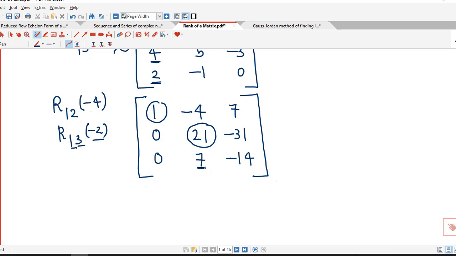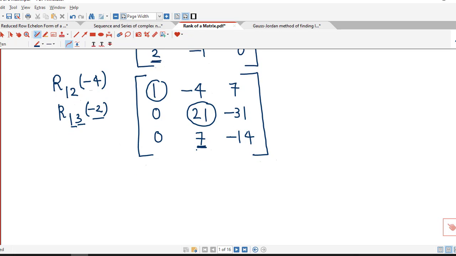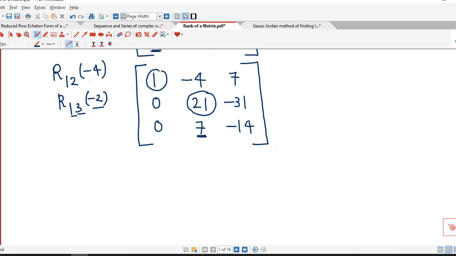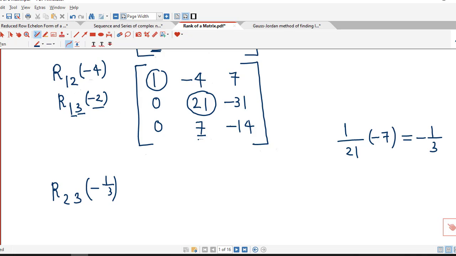This entry must be 0 for row echelon form. To make this entry 0, we consider division by 21 and multiply with the negative of 7, that is minus 7 by 21, which is nothing but minus 1 by 3. If we multiply the second row by minus 1 by 3 and add it to the third row, then we will obtain 0 here.